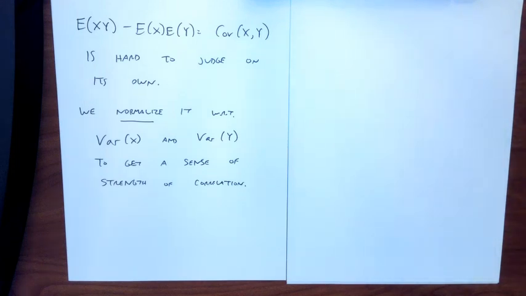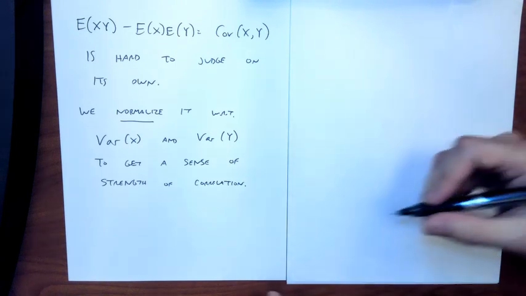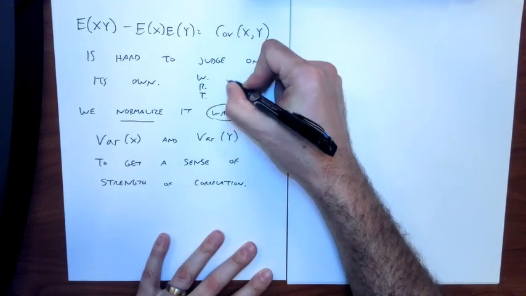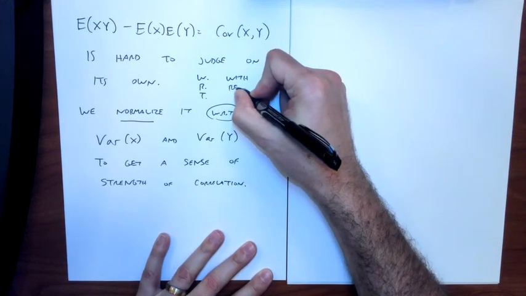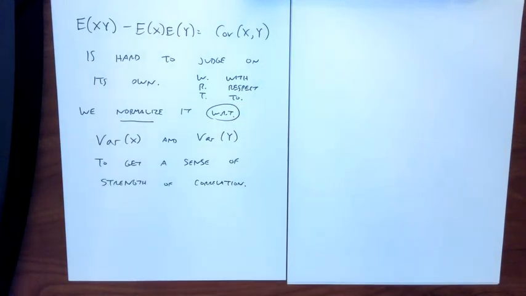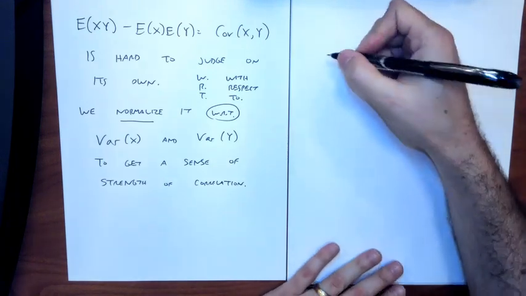Oh, question? What's that word? Oh, I'm sorry, yes. I guess I just wrote WRT. WRT stands for with respect to. That's some professor's shorthand for you. Sorry about that.